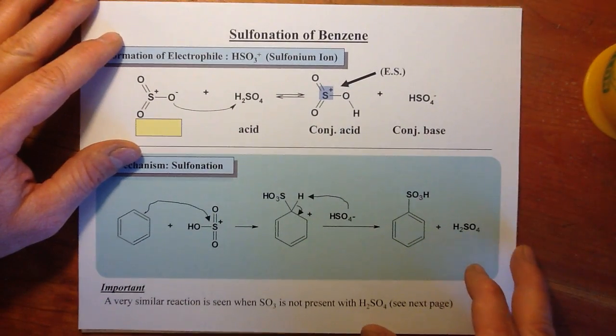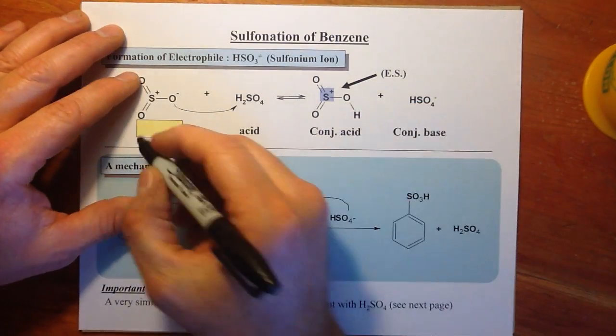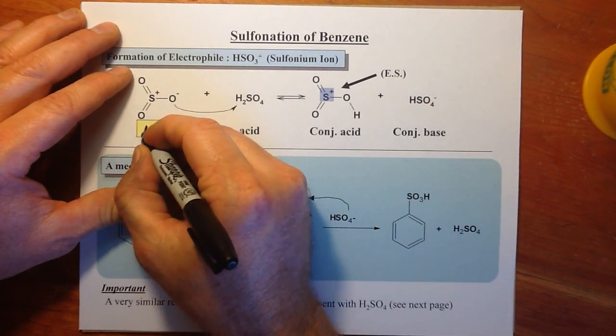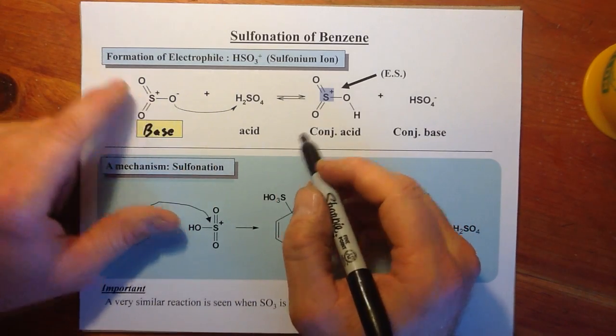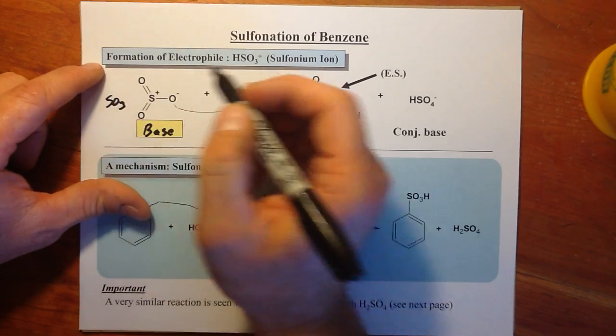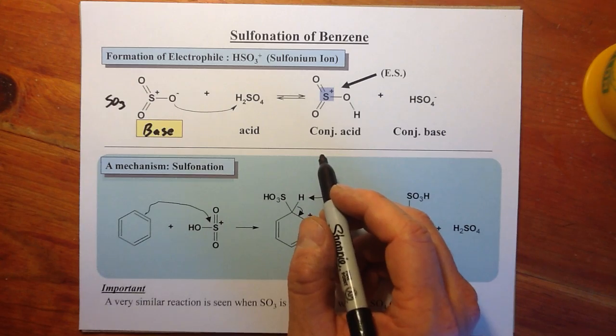Alright, last one, and we'll finish with this. Sulfonation of benzene. Fuming sulfuric acid, this is going to act as our base here. Fuming sulfuric acid has sulfur trioxide, SO3, used with acid. They call it fuming sulfuric acid.